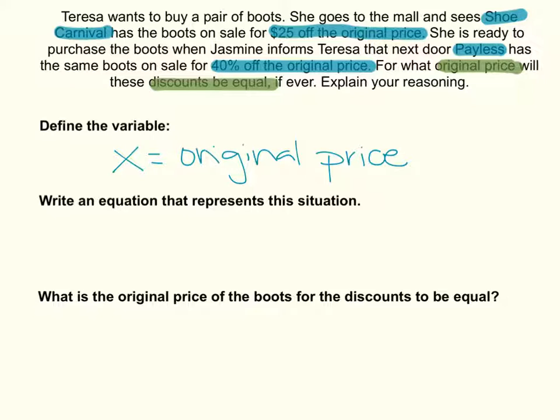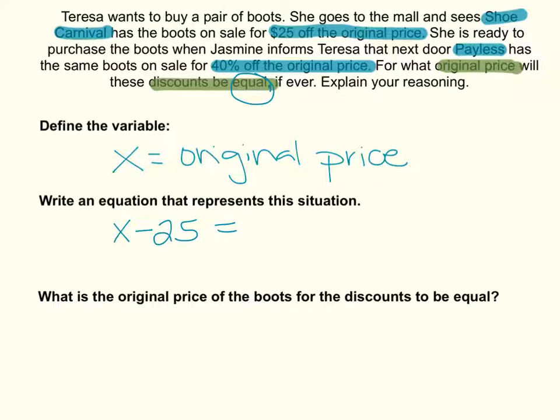Okay, all right, so at Shoe Carnival, we know that it's $25 off of the original. So in order to represent that in my equation, I'm going to take my original price and it's $25 off of that. Okay, my original price minus my $25 off will give me my cost of my boots. Okay, but I need to know, when will the two stores be equal? So I'm going to set this expression right here, x minus 25, equal to the other store because I want to know when they're equal. Okay, when are my discounts going to be equal?